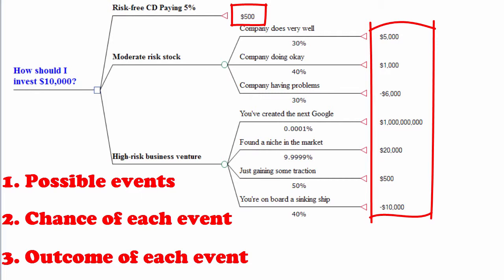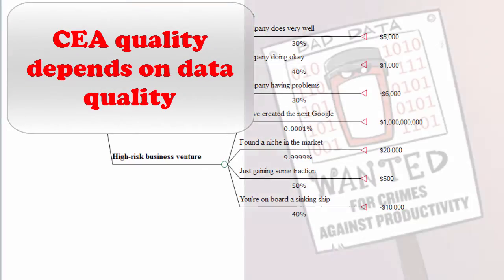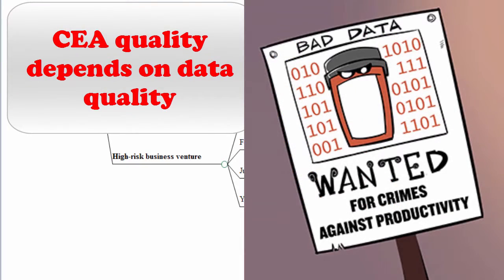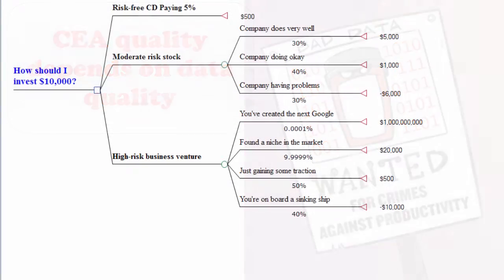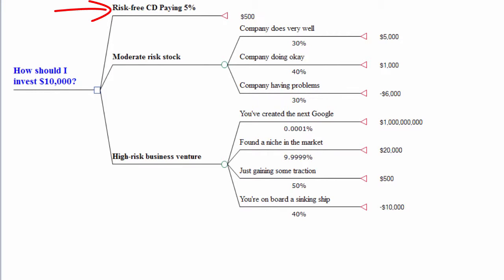These pieces of information, these estimates, are at the heart of any cost or cost-effectiveness analysis. In this case, the CD is a no-brainer. There's only one possibility. You put the money into the CD, and after 1 year, you've made $500. No more, no less.